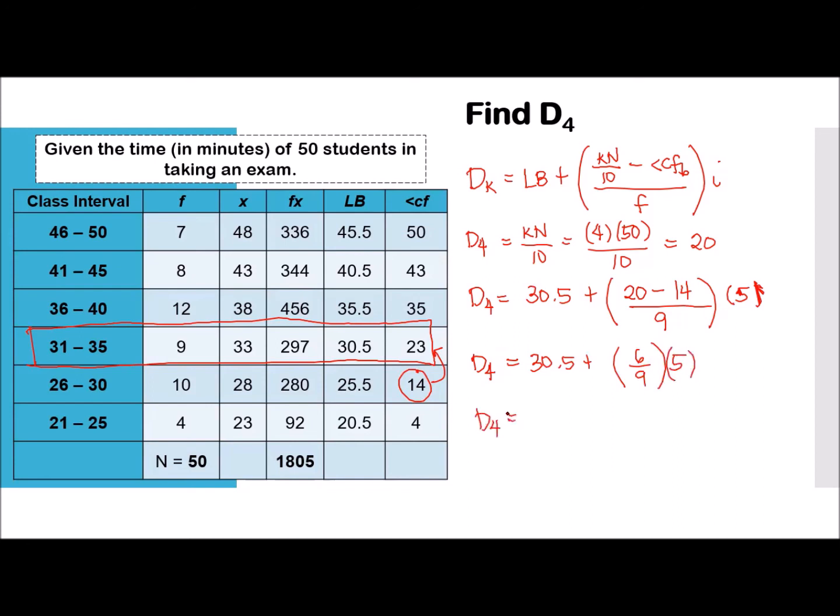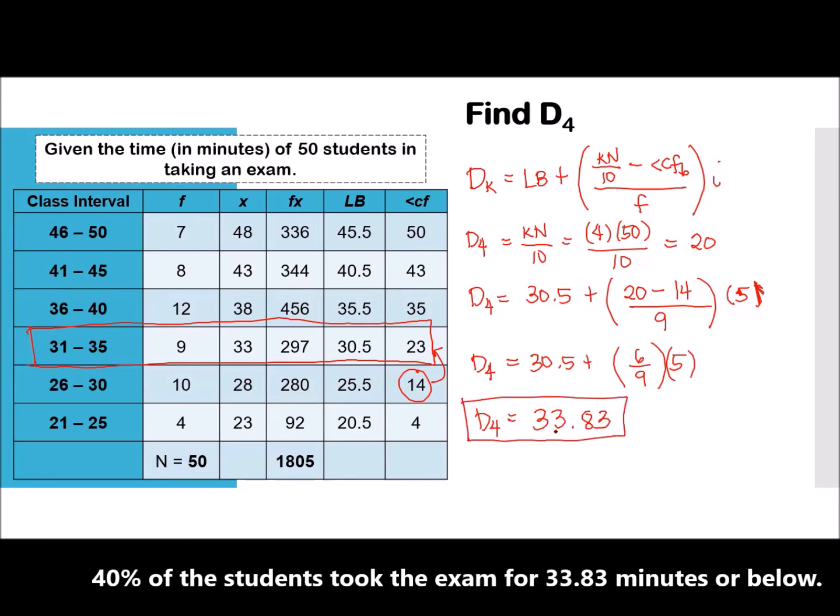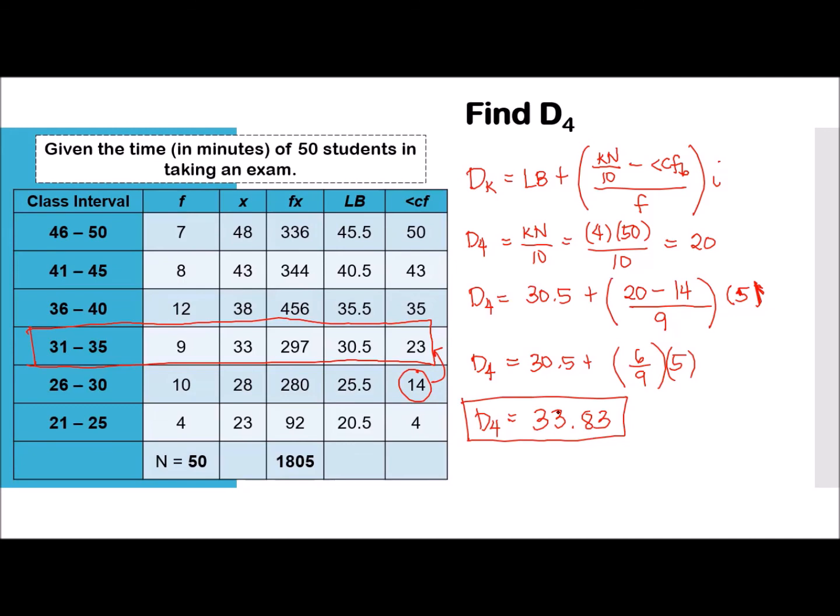Okay? So, in totality, encode na natin siya lahat. 30.5. So, kung kaya naman, much better para mas madali natin siyang isolve. Ingat lang sa pag-encode ng mga symbols. So, the answer here is 33.83. So, it only means that 40% of the students took the exam for 33.83 minutes or below. Okay? So, ganyang katagal mag-solve yung mga nasa 40%.